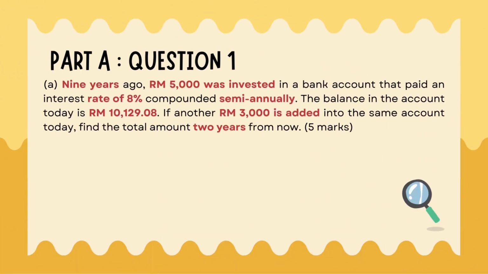Okay, hi guys, so let's start with part A, question 1. A. 9 years ago, 5,000 was invested in a bank account that paid an interest rate of 8% compounded semi-annually. The balance in the account today is 10,129 ringgit 8 cents. If another 2,000 is added into the same account today, find the total amount 2 years from now.